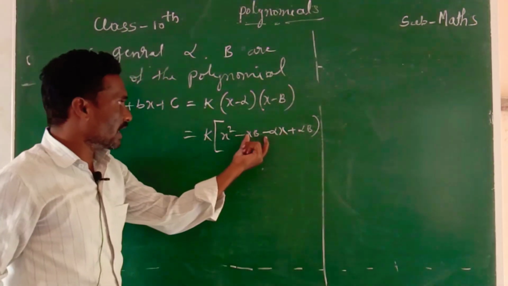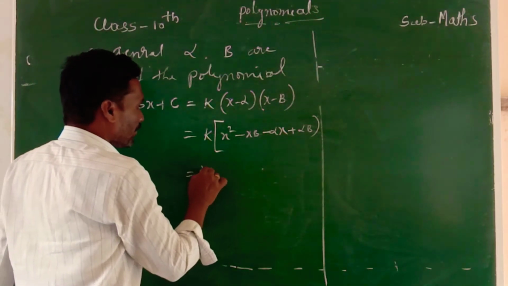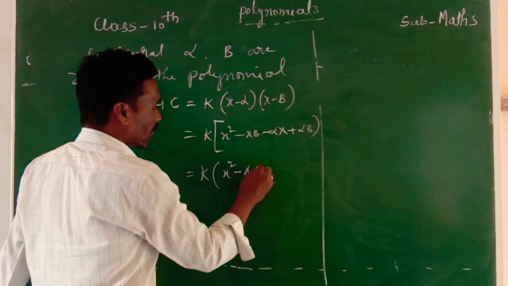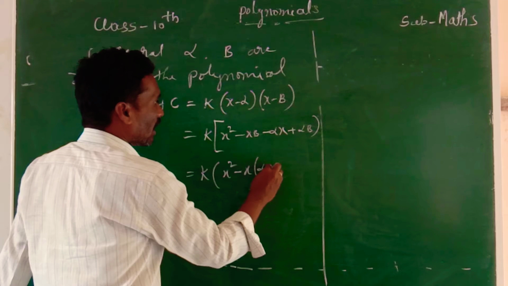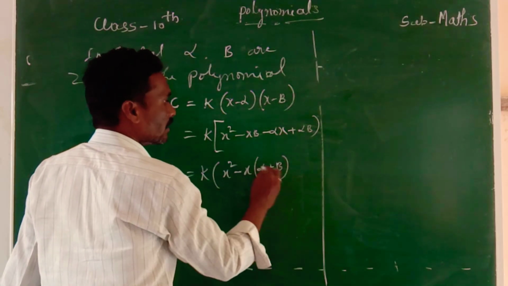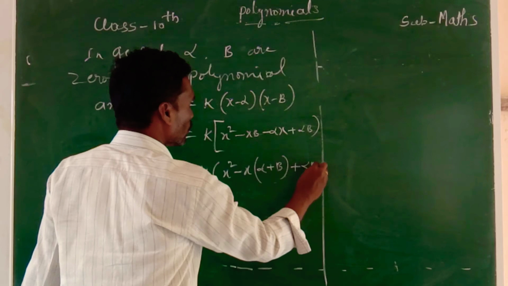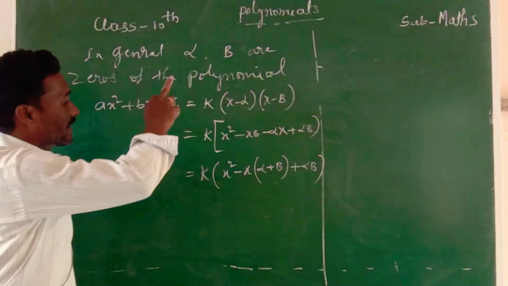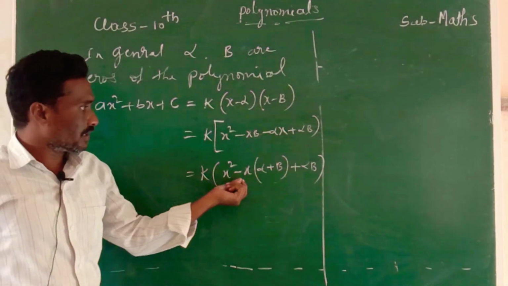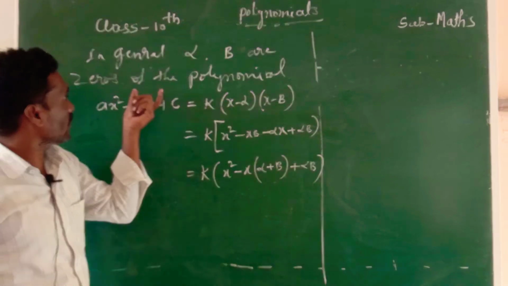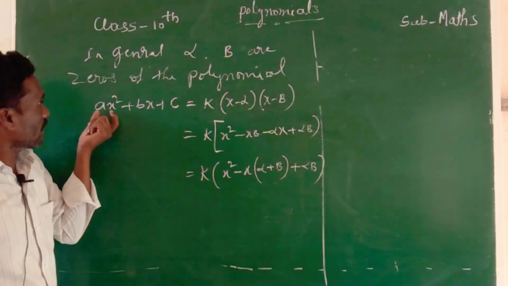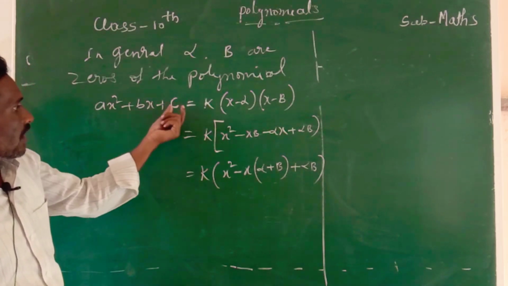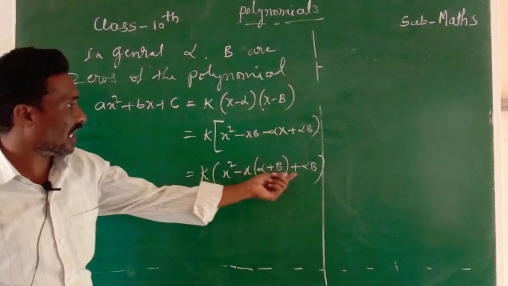Here we can take x common in both terms: x square minus alpha plus beta times x, plus alpha into beta. This is the general form of the quadratic equation. By comparing, the coefficient of x square is a, the coefficient of x is b, and the constant value c is alpha into beta.